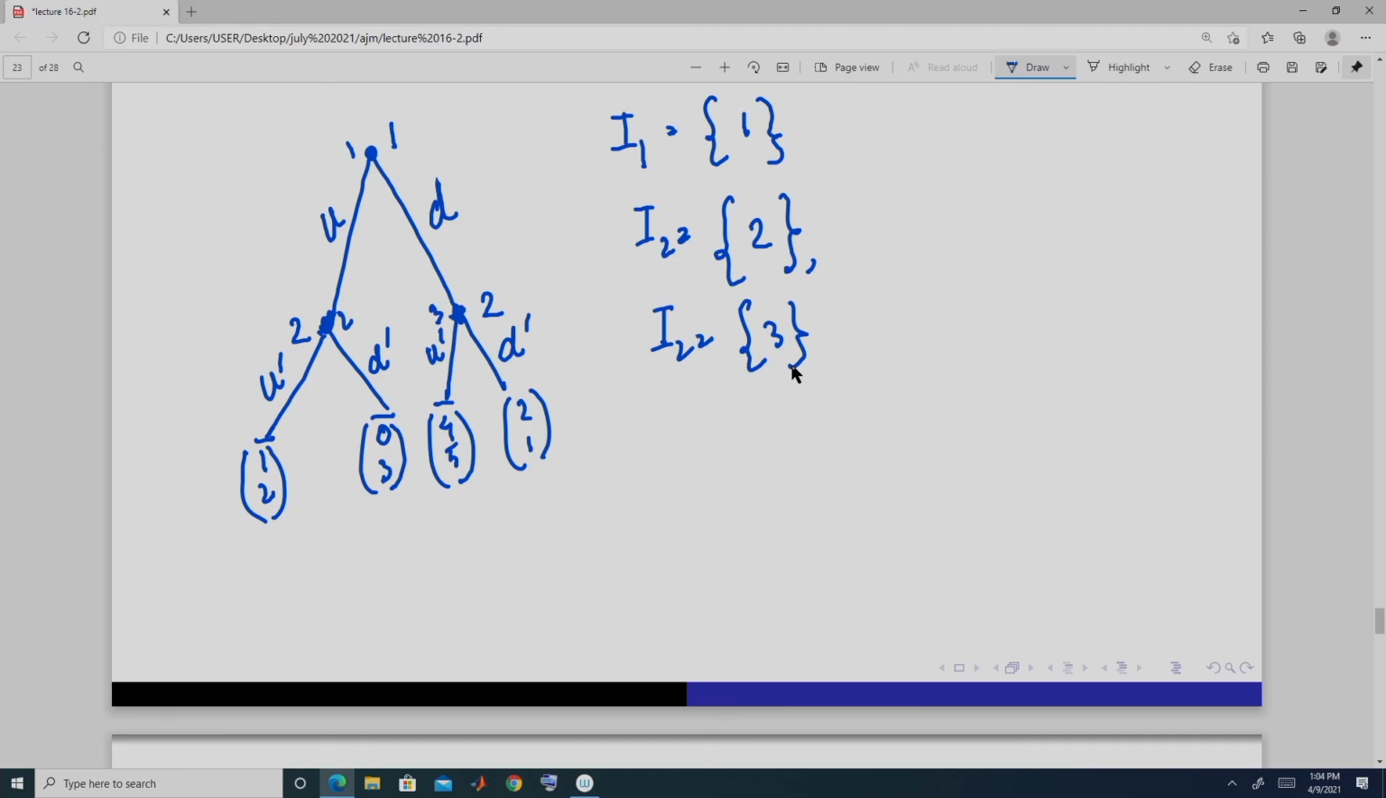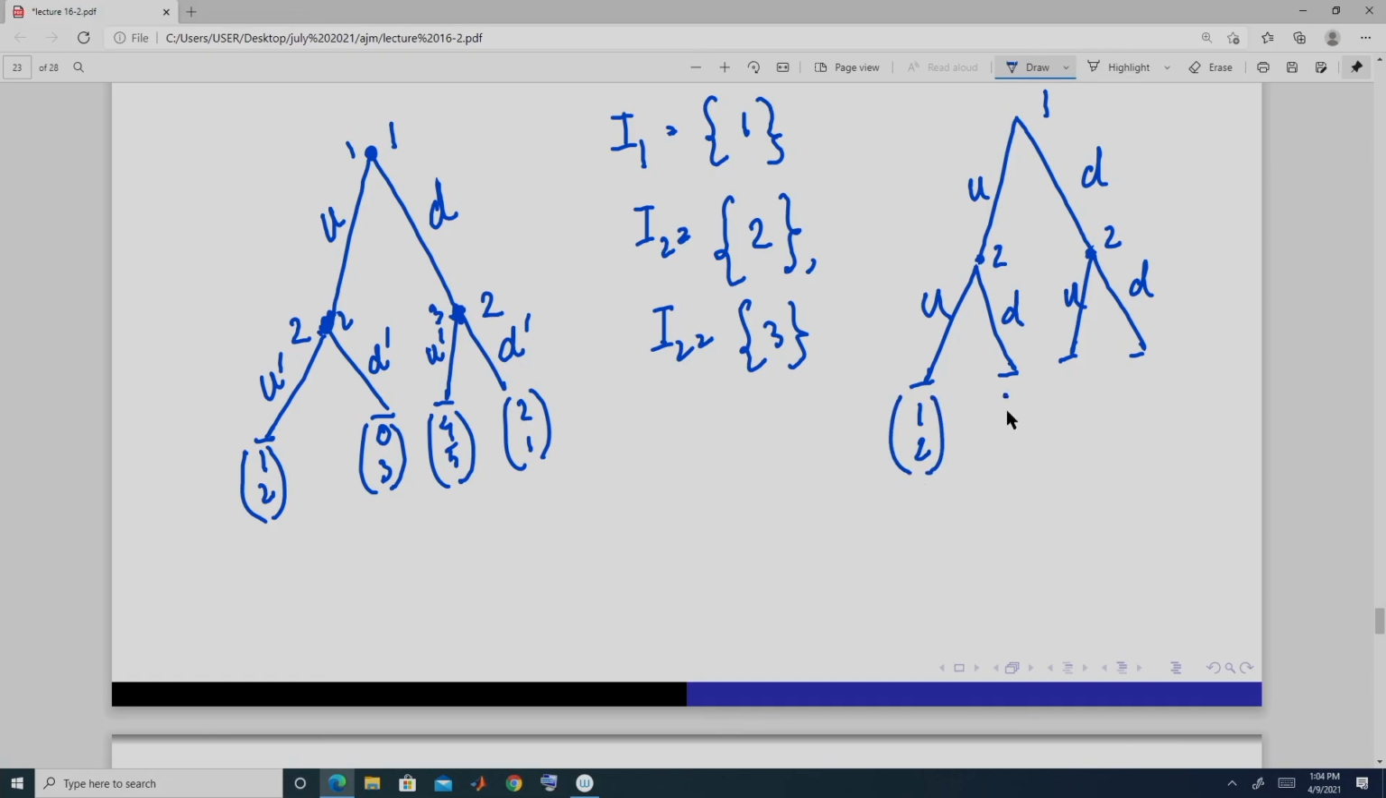So, if all the information sets are singleton, then it is a game of perfect information, and if it is not singleton, then it is a game of imperfect information. So, it is like this. Suppose same game, take. But it is like this.